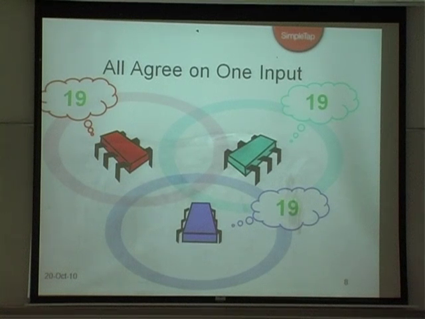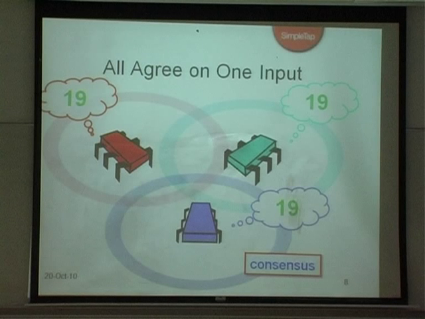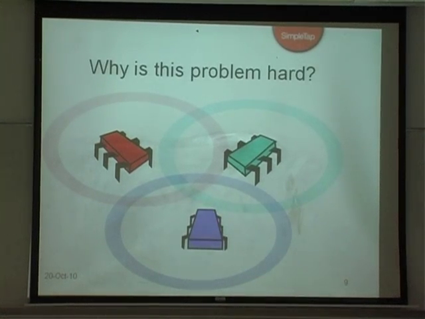And we want them to do this in a finite amount of time. We want to guarantee that they agree and that the value chosen is somebody's input. And this is called the consensus problem. It's a classic problem in distributed computing, and this is one of the first problems that we'll look at.